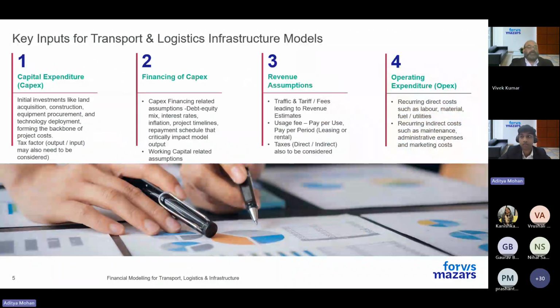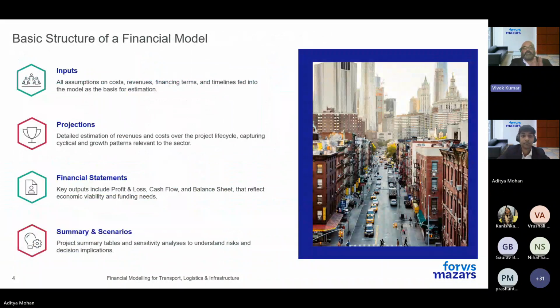Now, wait, I think just a point here. So when we are talking about model, remember we talked about a model being a structured projection, right? Now, one way of thinking of that structure is that it's in layers, right? So your input is your first layer. Over and above your input comes in the projections. Then you have the financial statements. Then you have the summary, and there's a linkage between these layers.